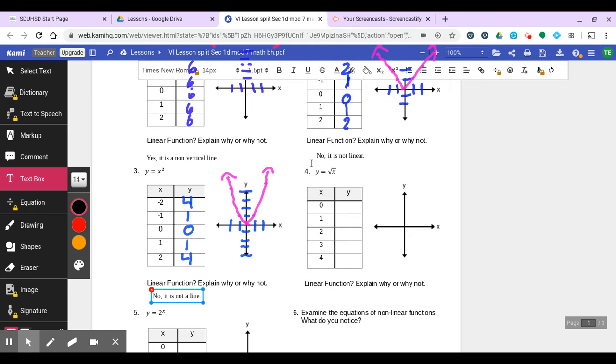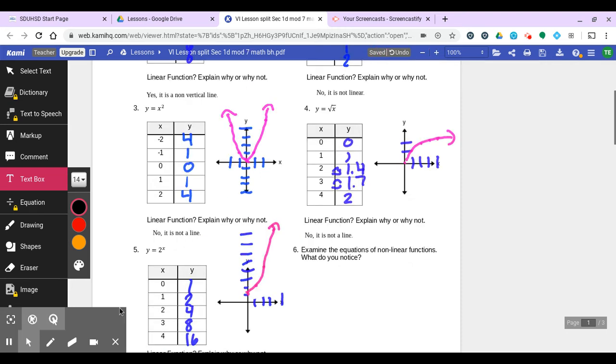Okay, so on your own, I want you to try number 4 and number 5, and then we will go ahead and check it. All right, number 4, we're in the first quadrant, again, because we can't take a principal root of a negative number, and we see that it is forming a curve. So no, it is not a line, therefore it's not a linear function.